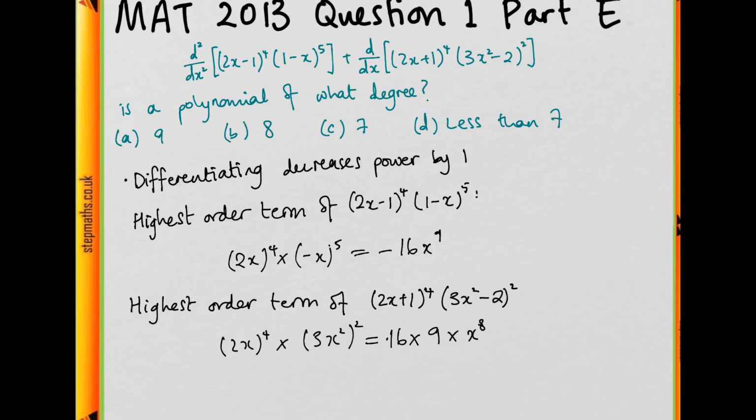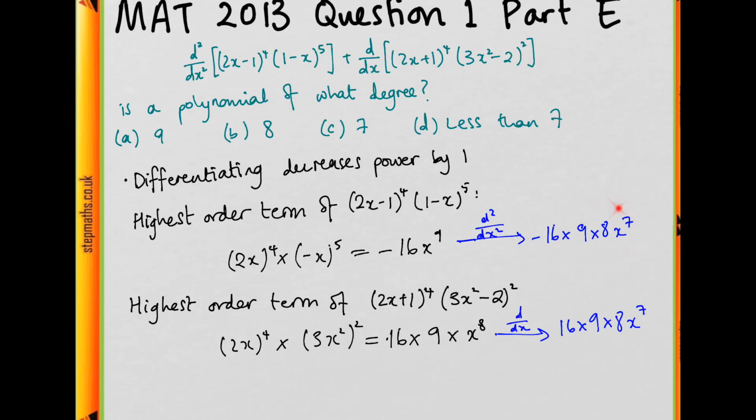So if we look at what we get when we take the second derivative of this first one, when I differentiate once, I'm going to get minus 16 times the 9 from the power, 9x to the 8, and then when I differentiate again, I'm going to get the 8 coming down, and that's going to go to 7. And for this one here, if I differentiate that, then I'm going to get 16 times 9 times 8 from the power, x to the 7.